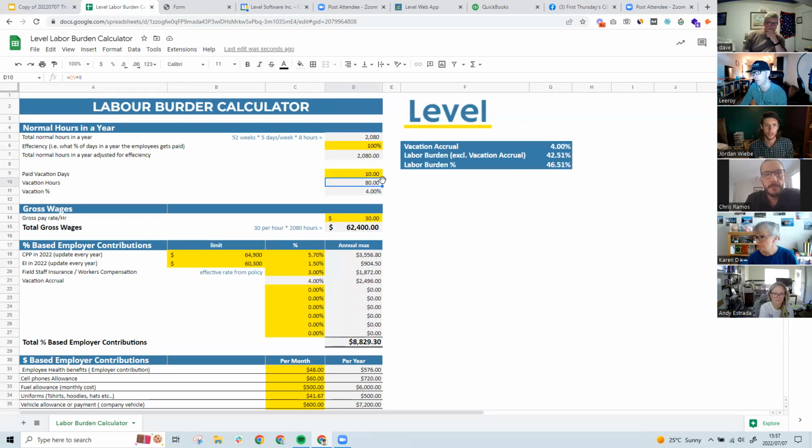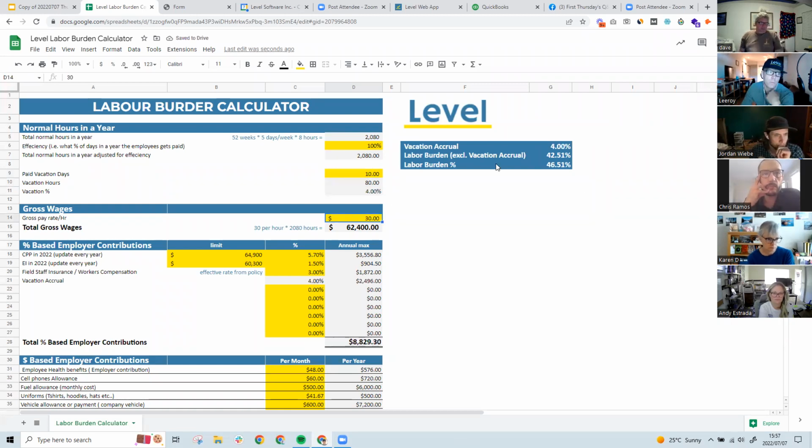Okay, so how would you change that? You would just add how many more paid vacation days. Yeah. So if they went to 12 days, you'll see it changes to 4.8%, or 15 days changes to 6.2. Oh, okay. Yeah. It's all formula driven.